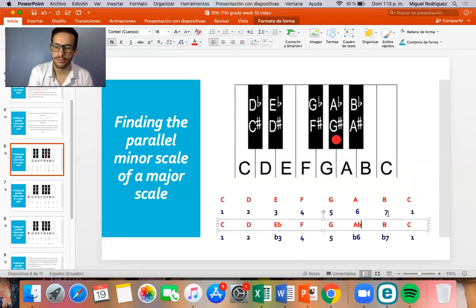Move on. Then we have the 7. Again, same thing. 7 in major and flat 7 in minor. So the 7 here is B. So we put the red dot on B. And we move down a half step, and we are here in B flat. Okay, so here we put B flat.